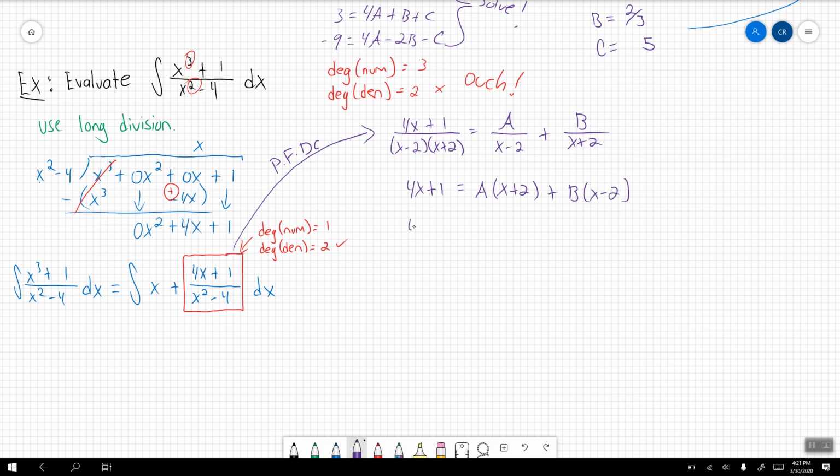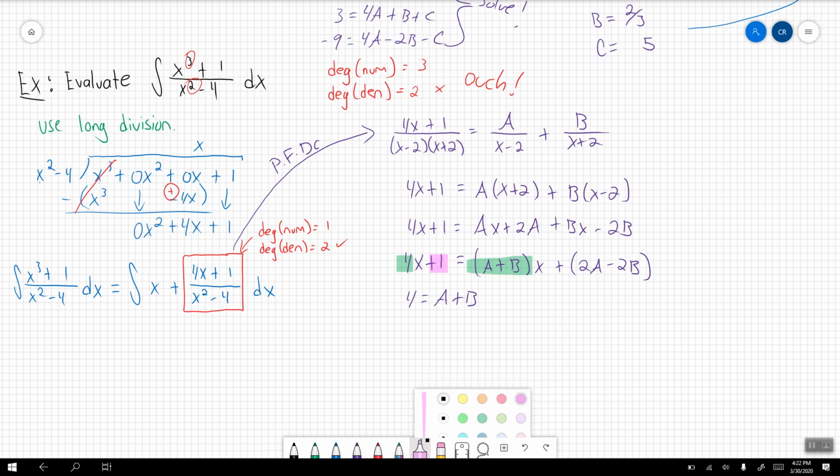All right, let's distribute and group all of these like terms together. This is Ax plus 2A plus Bx minus 2B. Factor out the x from the like terms, so that's A plus B multiplied by x. What remains left over is 2A minus 2B. That must be your constant. Now by comparison, on the left side, 4 is multiplying the x. On the right-hand side, A plus B is multiplying the x. Therefore, 4 must be equal to A plus B.